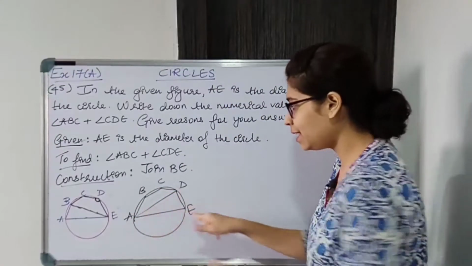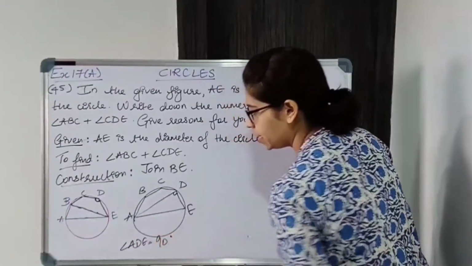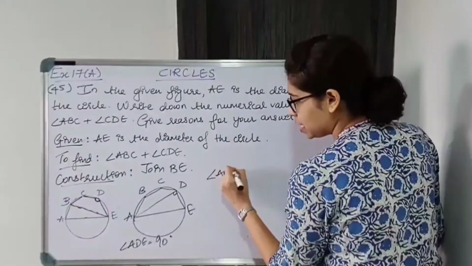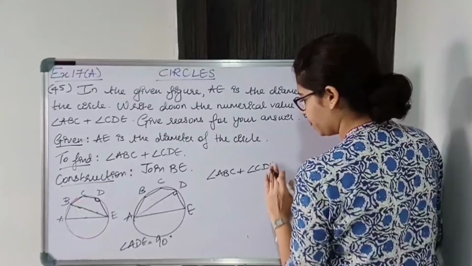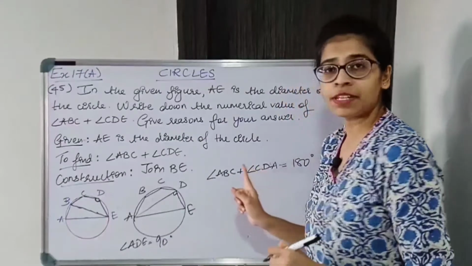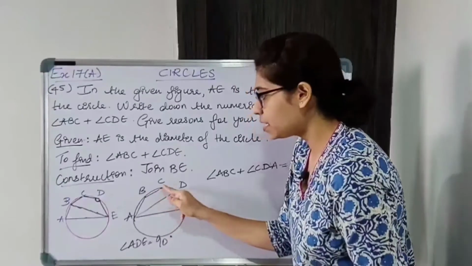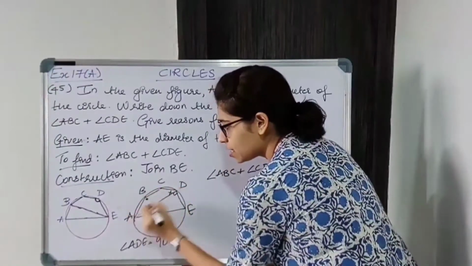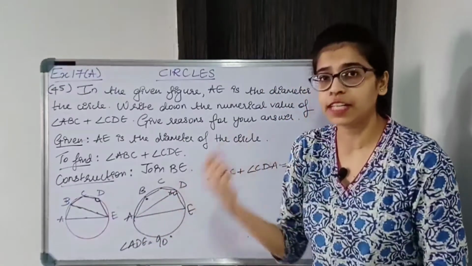So what will happen? ADE will be 90 degrees. Okay, angle ADE 90 degrees and ABCD will be a cyclic quadrilateral. So angle ABC plus angle CDA will be 180 degrees. Why am I considering ABC plus CDA? I need to find ABC plus CDE. ABC plus CDE find करना है, but I know this angle plus this angle. This is a cyclic quadrilateral, so opposite angles are supplementary. ABC plus CDA will give 180 degrees.